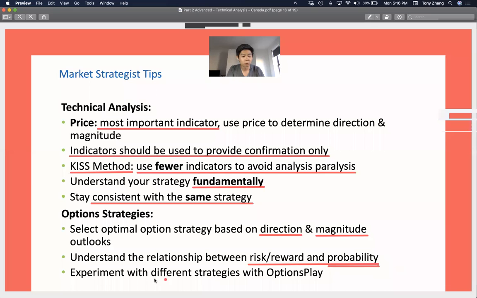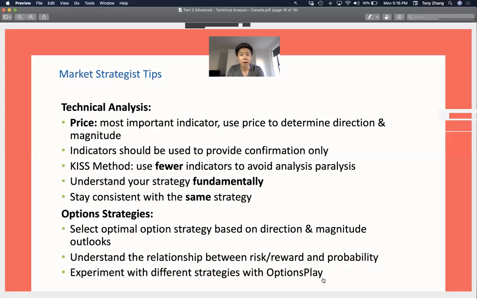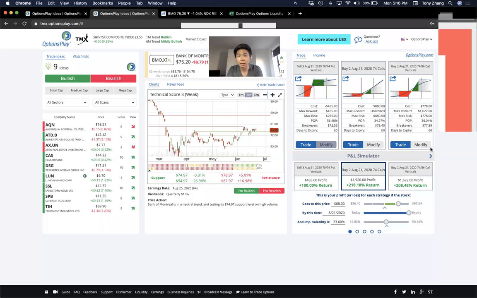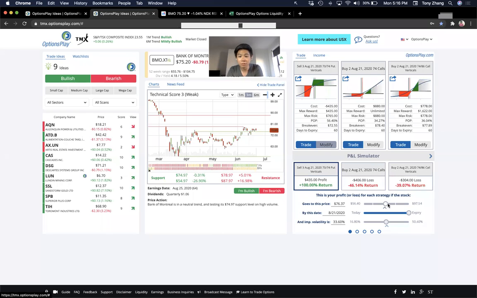And lastly, I hope that this inspires you to really experiment with different strategies using OptionsPlay, because that's really the power of OptionsPlay. It really allows you to put different strategies side by side and see how big of a difference in terms of performance these strategies are.